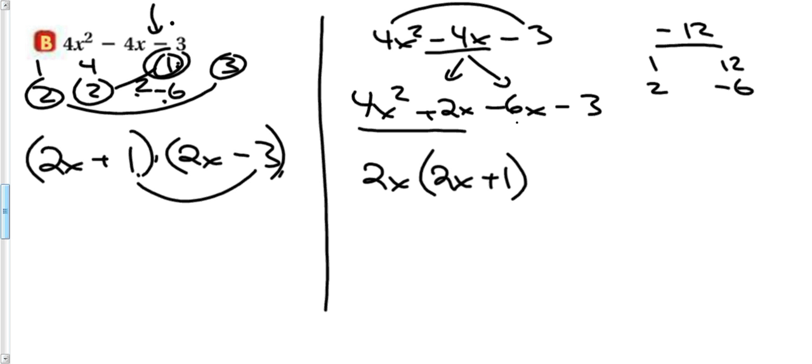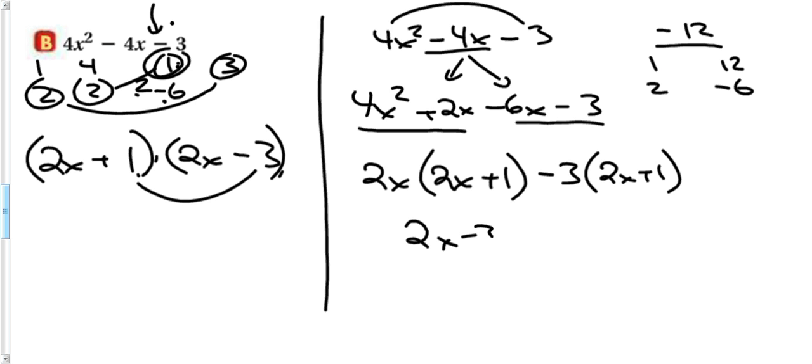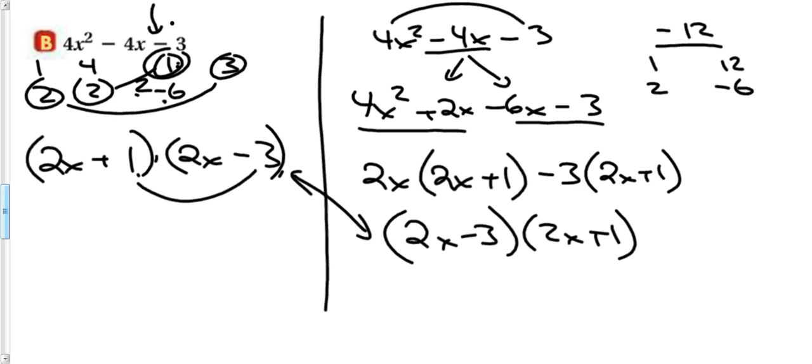Anyway, back over here. So now we can factor out a negative 3. And I have 2x plus 1. Which makes my 2 factors 2x minus 3 and 2x plus 1. Which now they match up.